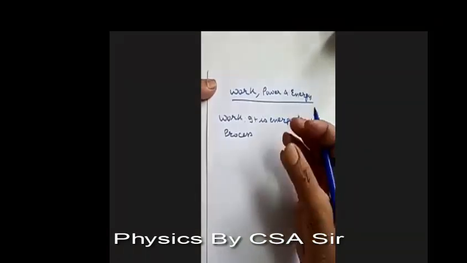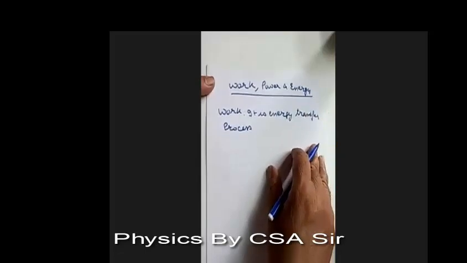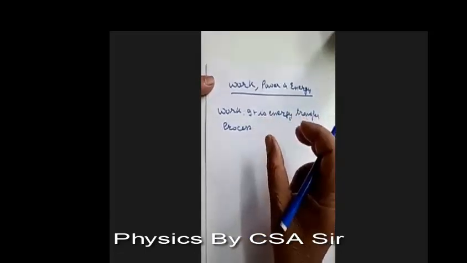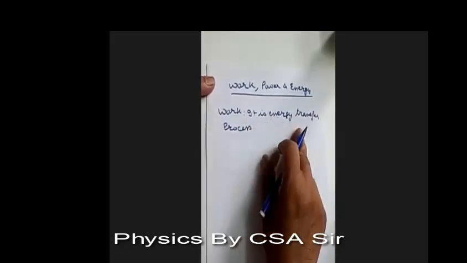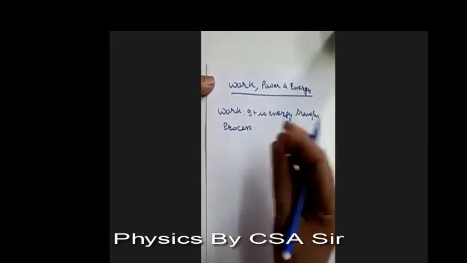For example, एक block को अगर अपन जमीन से ऊपर उठाते हैं, so you are doing work. The chemical energy stored in your body is decreased while the potential energy of the stone is increased. So here the process involved is work. So work is always an energy transfer process where energy goes from one body to another body.